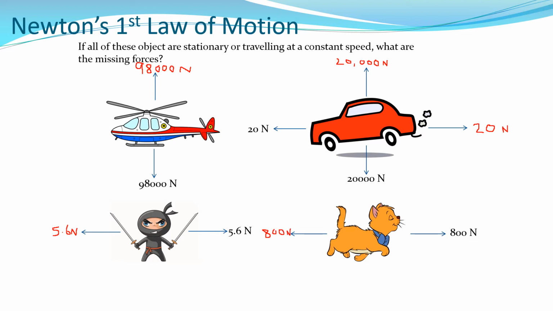Now, if it didn't, let's look at this cat for example. If we say it didn't have 800 going to the left and instead it had 500, if we put these forces next to each other, I've got 800 this way and then I've got 500 that way. Well, the overall is actually going to be, well, it's moving this way a bit, isn't it? Because there's a bigger force to the right than the left. And that's when we get into the idea of unbalanced forces. And that's what takes us on to Newton's second law.